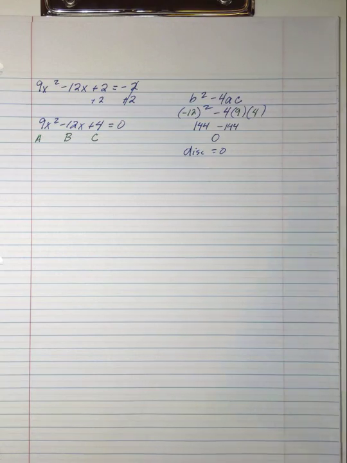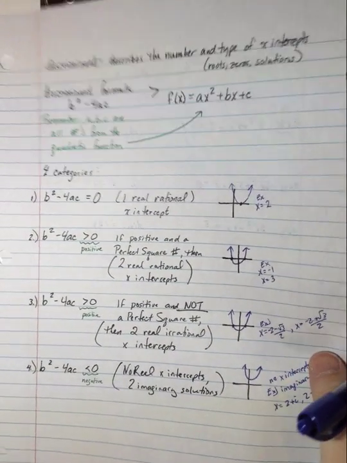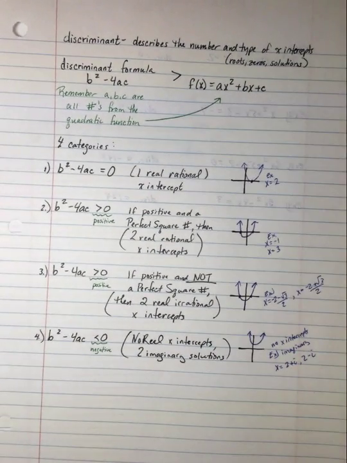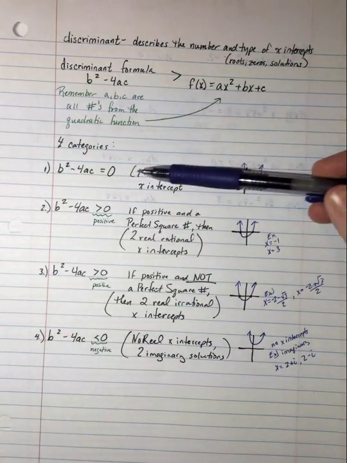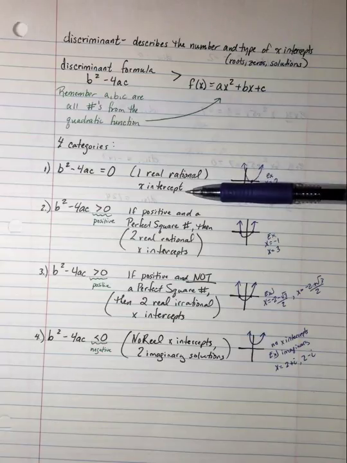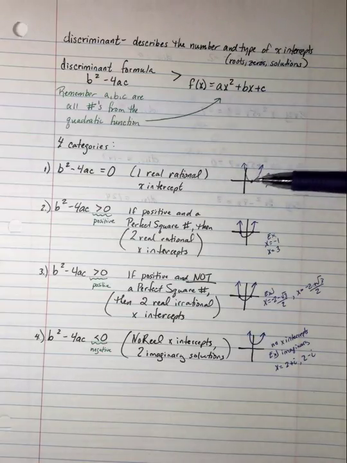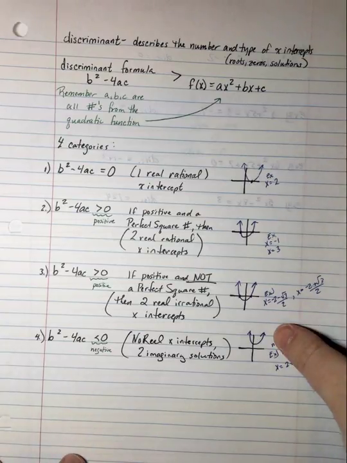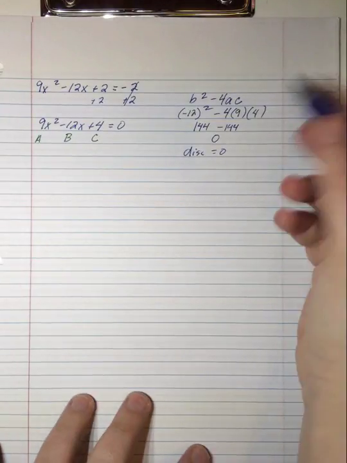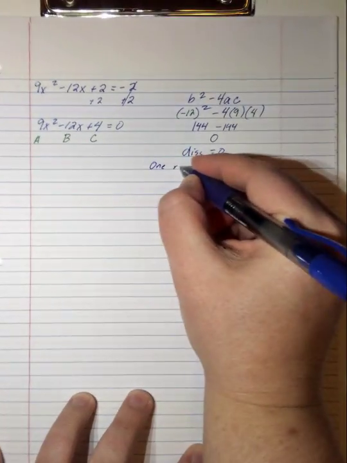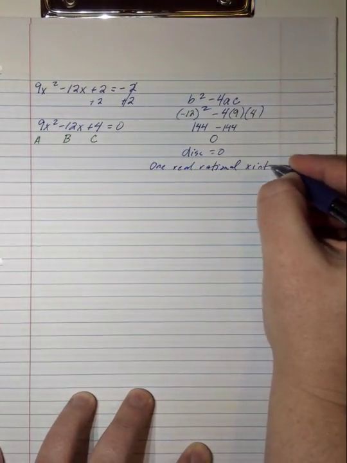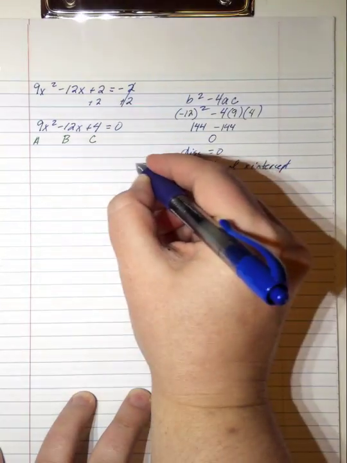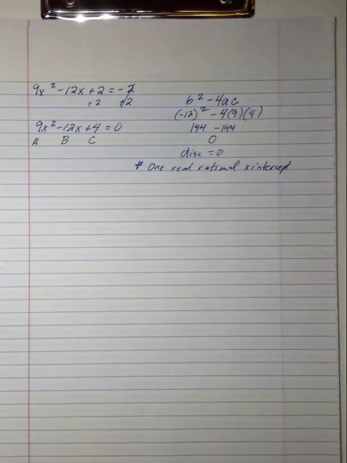Now, if you recall, using your notes on the side of the screen, if a discriminant equals 0, it puts you in this first category, which means you have one real rational x-intercept. So you're going to touch the x-axis one time at a really nice location. So your answer is 0, and that means one real rational x-intercept. You're going to write that down. That's your description, that's what we're looking for.